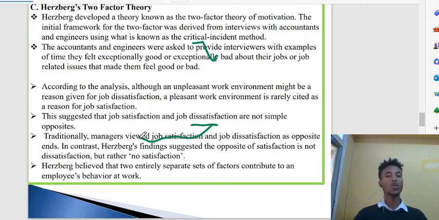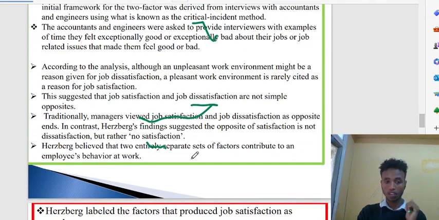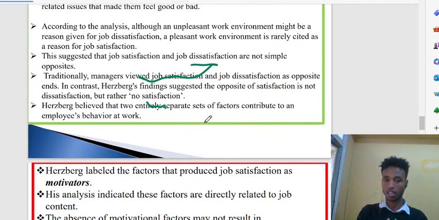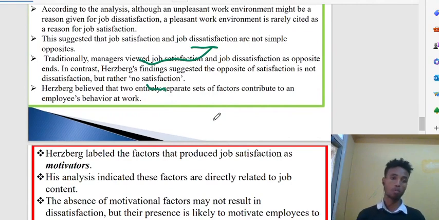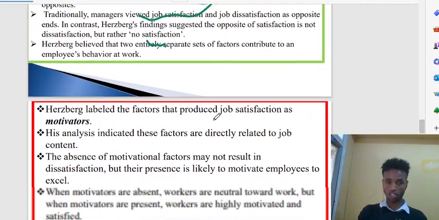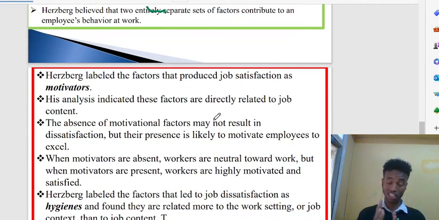not dissatisfaction but no satisfaction. Herzberg believed that two internally separate states, or factors, contribute to employee behavior. Herzberg labeled the factors that produce job satisfaction as motivators, according to this Herzberg motivator satisfaction theory.